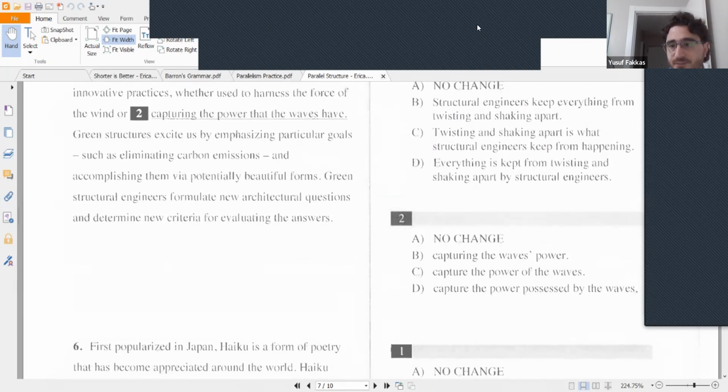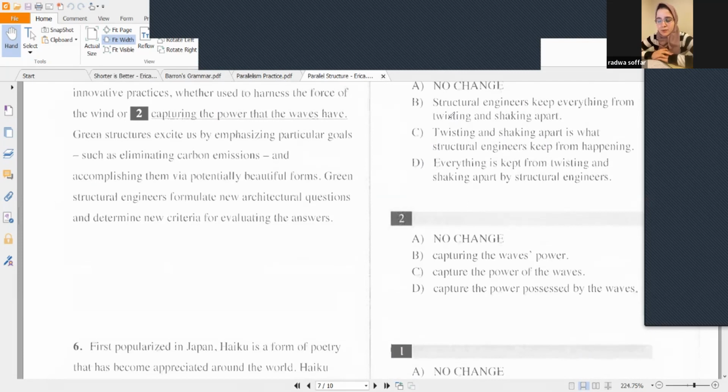Radwa? Capture the power of the waves. C. Good, thank you so much.